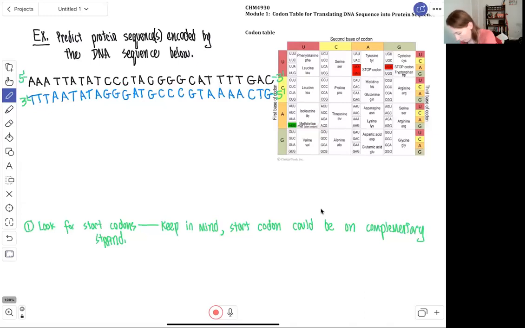And we keep in mind that the start codon may be on the complementary strand, and that complementary strand, rather than reading from left to right, we're always reading 5' to 3', which in the case of the complementary strand that's on the bottom means we're reading from right to left. So the strand that's on the top, we read the standard direction from left to right to get 5' to 3'.